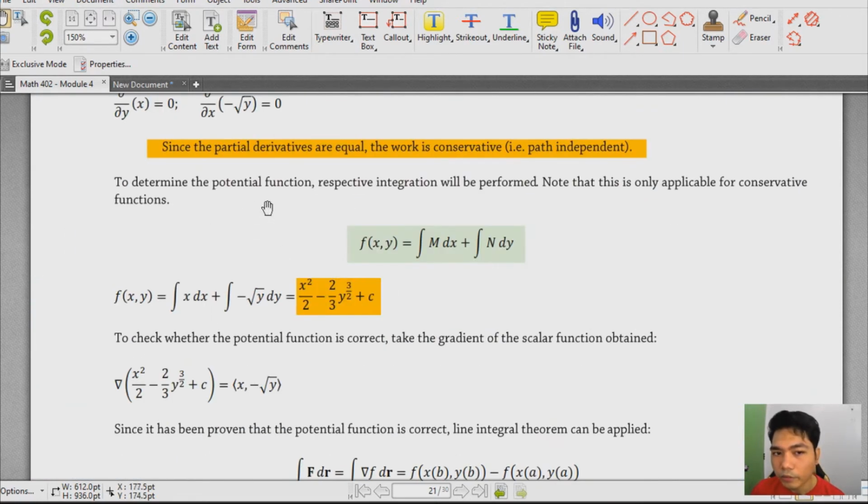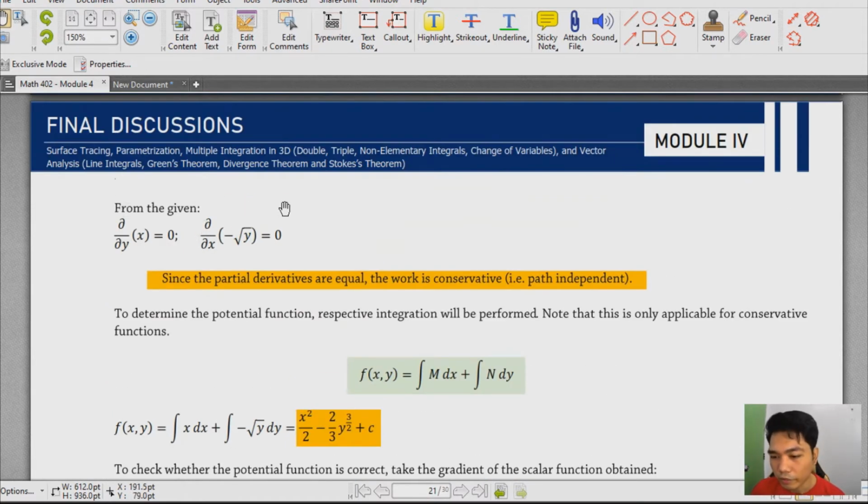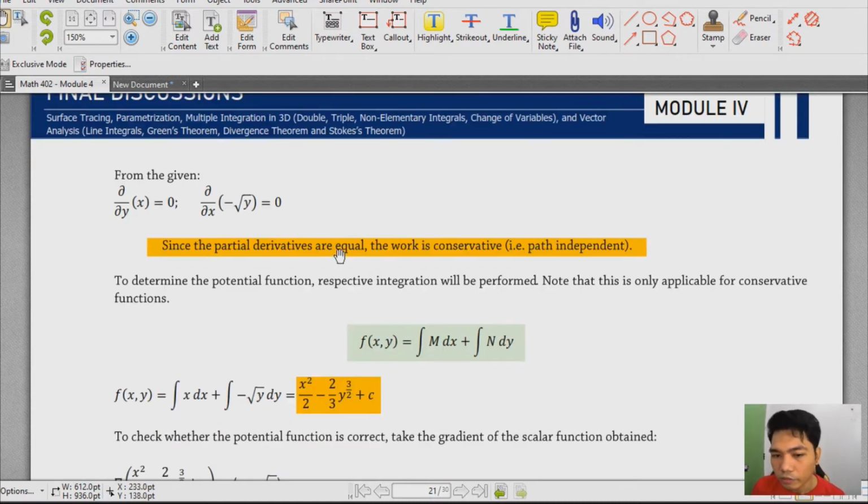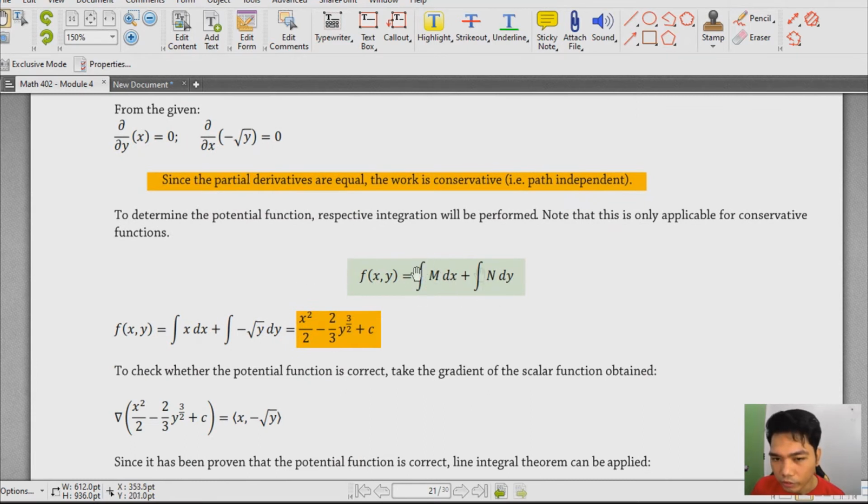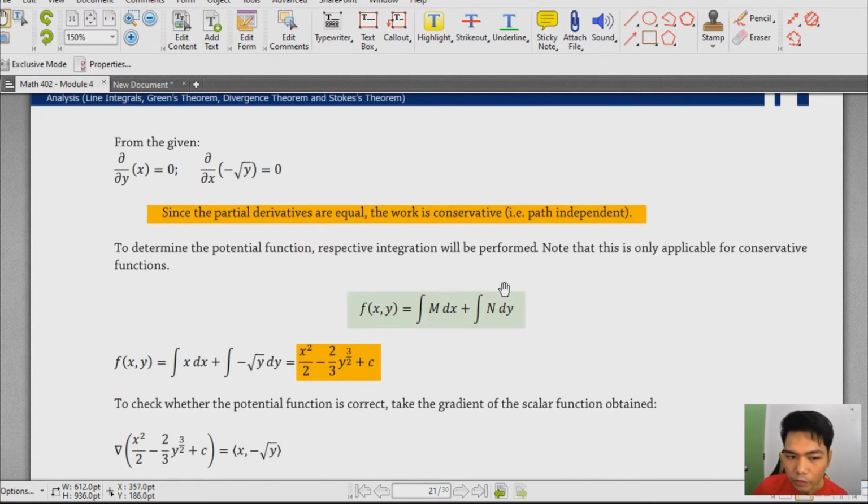And to determine the potential function, partial integration will be performed, and we know that this is only applicable for conservative functions. So if ever na-test natin na the function is conservative or the force field or any vector is conservative, you can do partial integration with each one of them, and then let's say you integrate it with respect to x and then yung isa is with respect to y. So in this case, di ba kanina, that's just x and then meron tayong negative square root of y. So you integrate this with respect to dx and then you integrate this with respect to y. So kung ano man nasa i direction, it should be integrated with dx, and then kung ano man nasa j natin, that should be integrated with our dy direction.